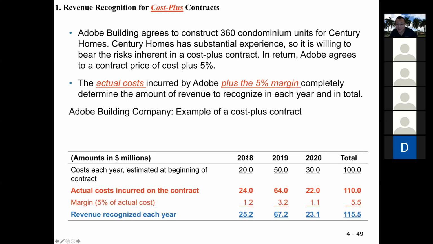So suppose in 2018, the actual cost at the end of the year is 24 million. How much revenue should the contractor recognize? Well, you're going to charge the 24 million cost plus 5% of the actual cost, which is 1.2 million. So you're going to recognize revenue of 25.2 million. 24 is the actual cost. The other 1.2 is the 5% margin. Easy, simple.